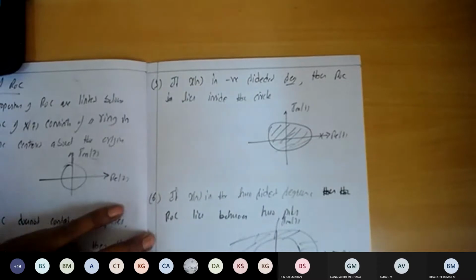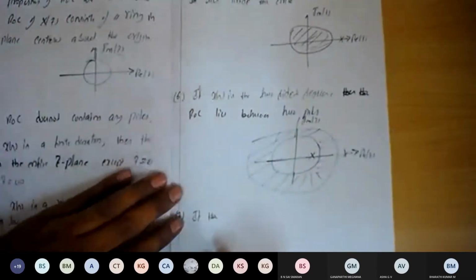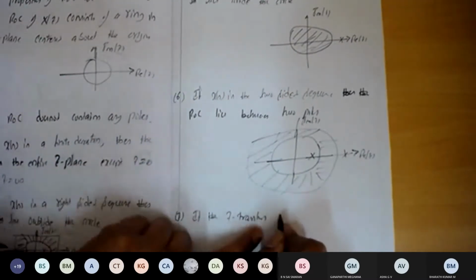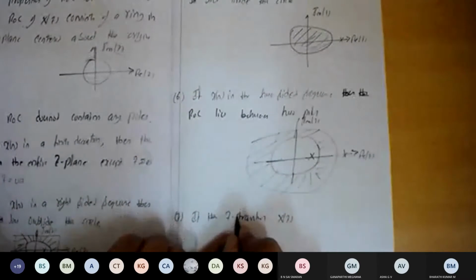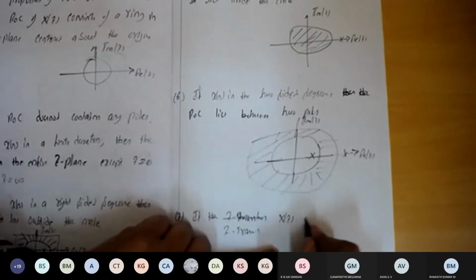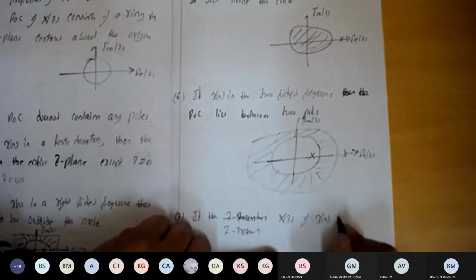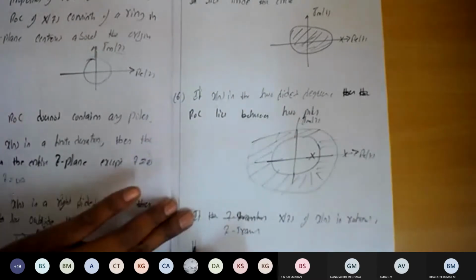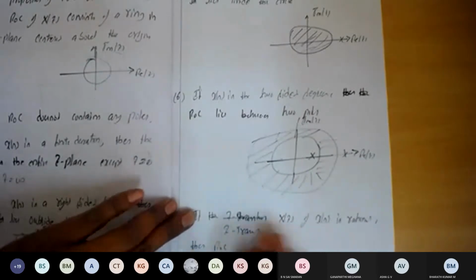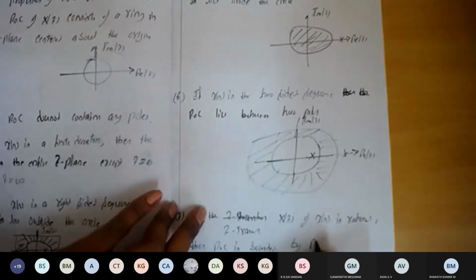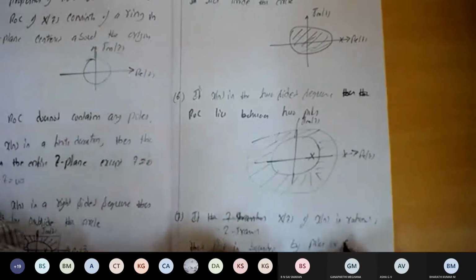If the Z transform X of Z of x of n is rational, that is, it is nothing but a ratio of polynomials, then the ROC is bounded by poles or extends to infinity.